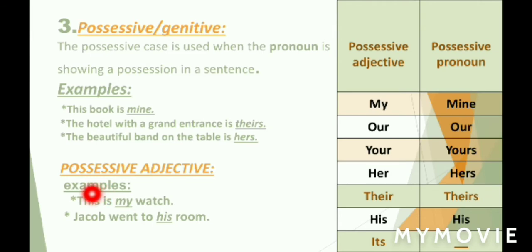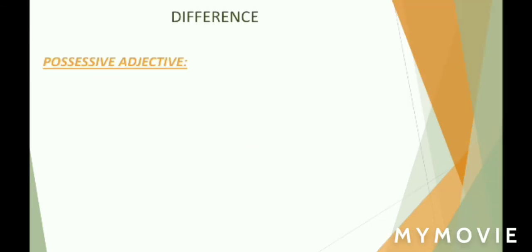Same is the case in the next example. Jacob went to his room. Now, his is showing possession, but it is modifying room as well. So, this is a possessive adjective. Let's understand the difference with the help of some examples.